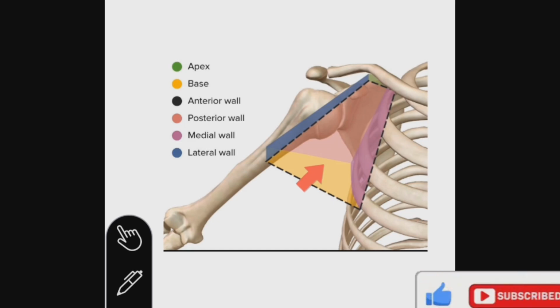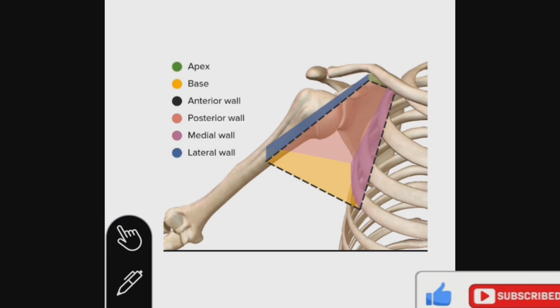The apex is directed towards the root of the neck, and the base is made of the skin and the fascia of the armpit. Now, the boundaries of the axilla: the apex is formed by the clavicle, so you can see the apex here, the clavicle, and then medially by the first rib, right? In the apex, you have the axillary vessels and the brachial plexus. The base is formed by the skin and the superficial fascia.